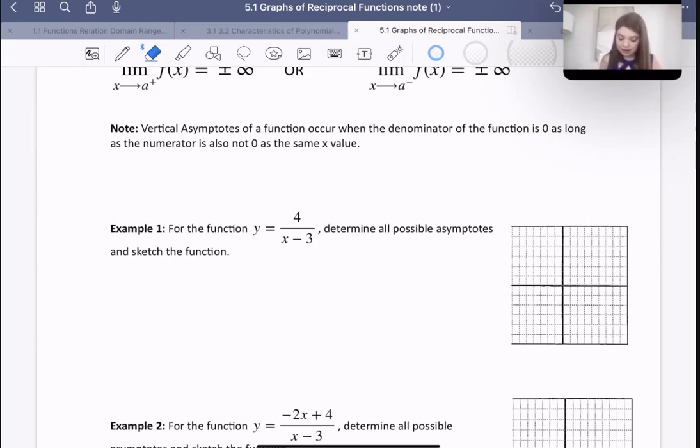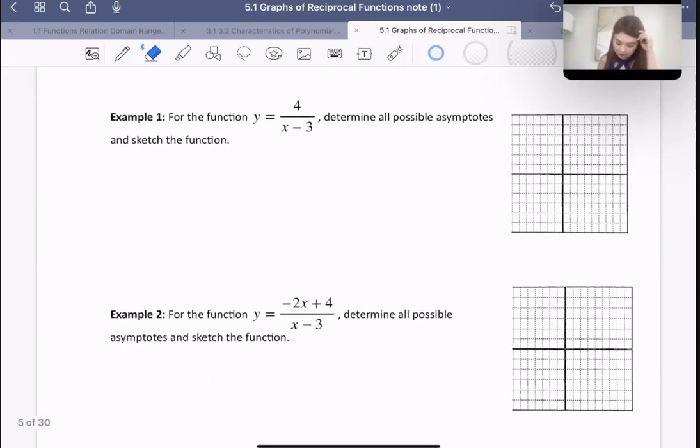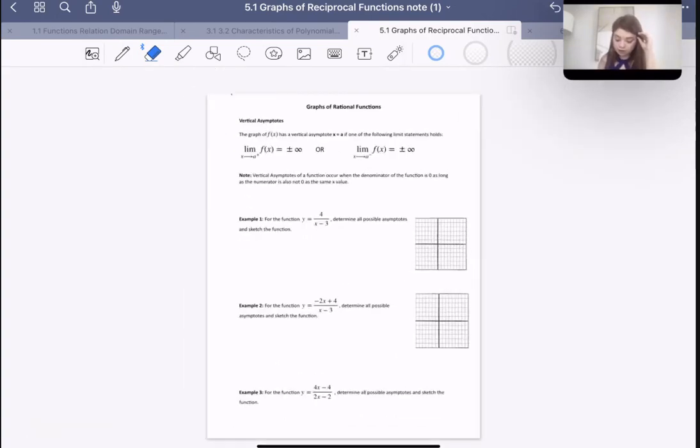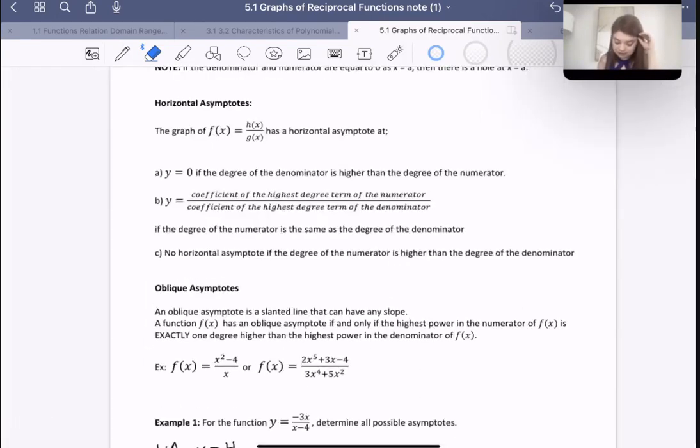So let's go ahead and start with this one here. This one says, for this function, determine all possible asymptotes and sketch the function. Well, let's remind ourselves really quick, what are the asymptote rules? We discussed this last time.